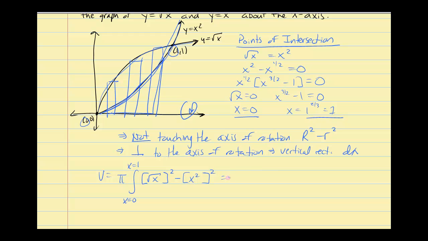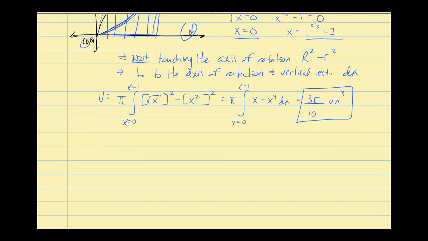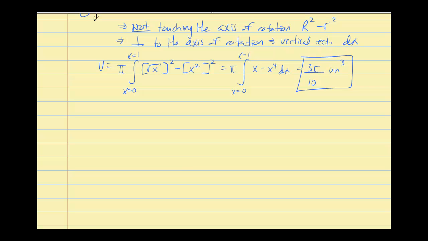When we rewrite this, I have pi integral x equals 0 to x equals 1, x minus x to the 4th dx. And again, use your good old power rule, add 1, divide by the sum. Please verify that you get 3 pi over 10 units cubed. That's my volume. So again, setting these up is sometimes the hardest part. Once they're set up, they're fairly easy to integrate. And if you run across any that you can't integrate, well, we can always use Maple to help us out there.